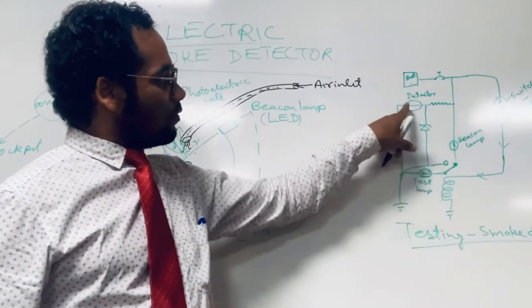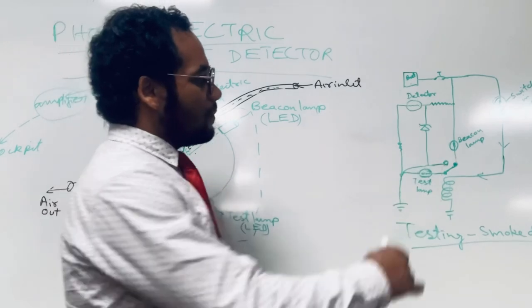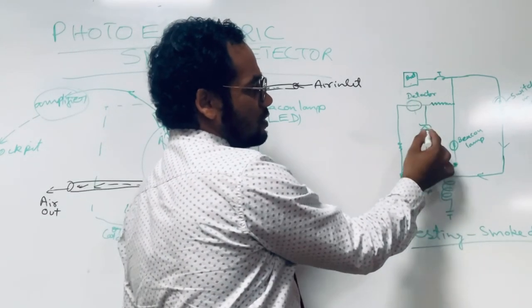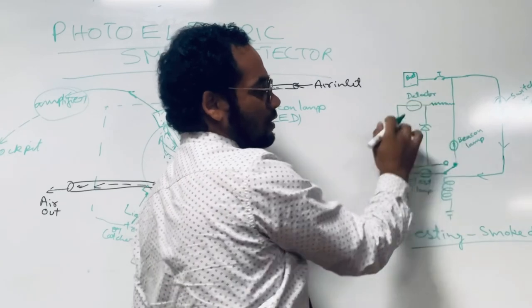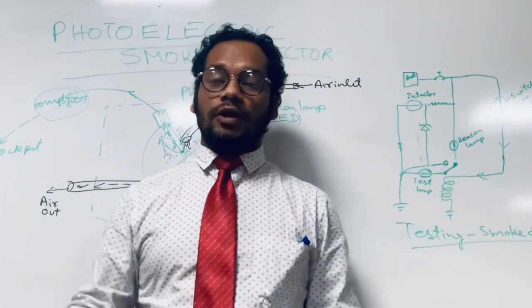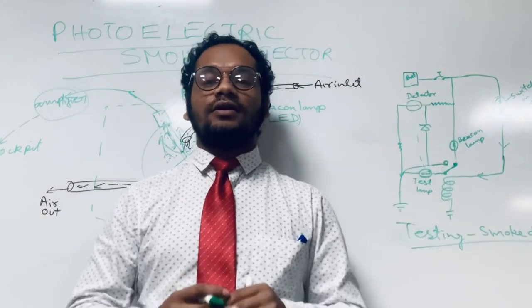Okay, and what is this? This is a detector on which the test lamp light will be falling. And what is this? Why is this resistance there? So that the current does not travel here in this circuit. Okay, so friends, I hope you are clear with the construction, operation and testing of the photoelectric smoke detector.